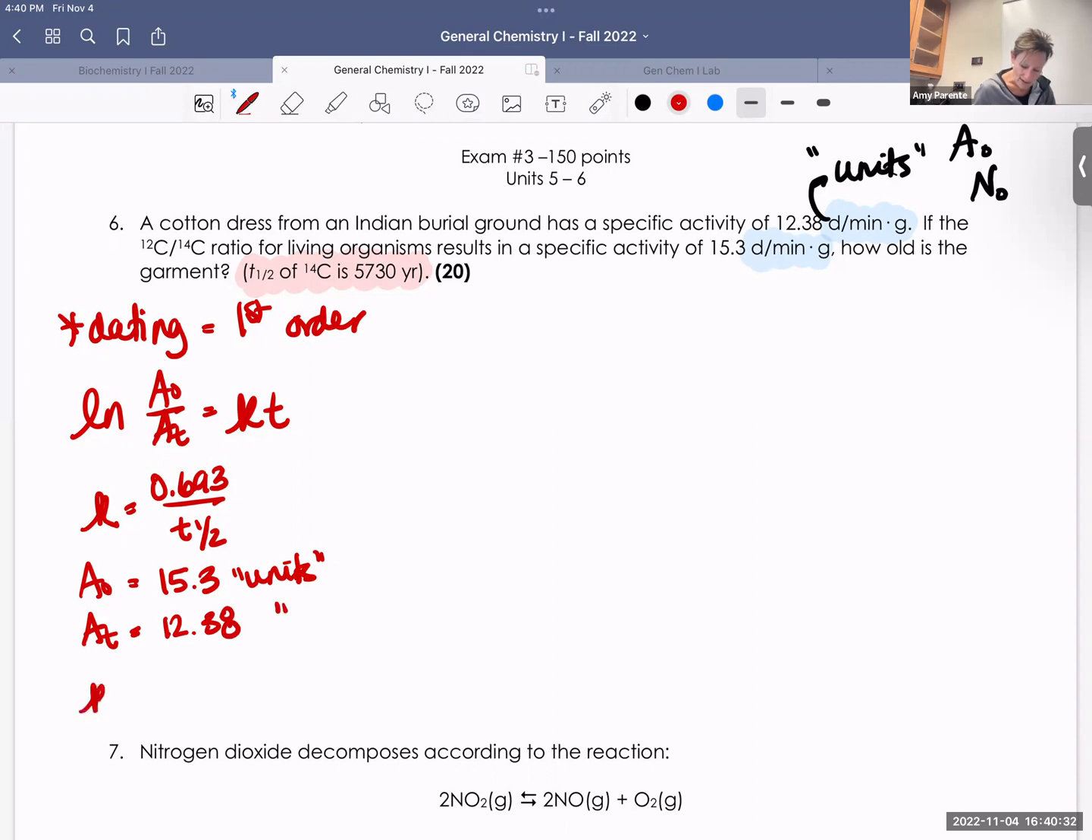We know our rate constant is going to be equal to 0.693 over t 1/2. So that's 0.693 over 5,730 years. That's going to be 1.209 times 10 to the minus 4th year to the minus 1, reciprocal years.